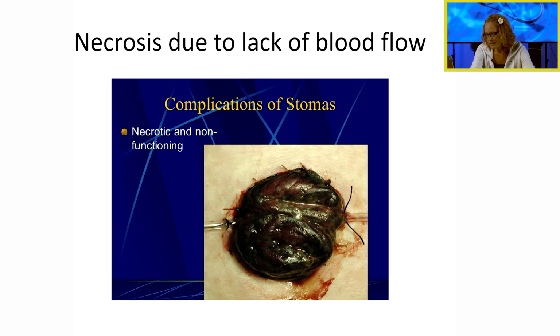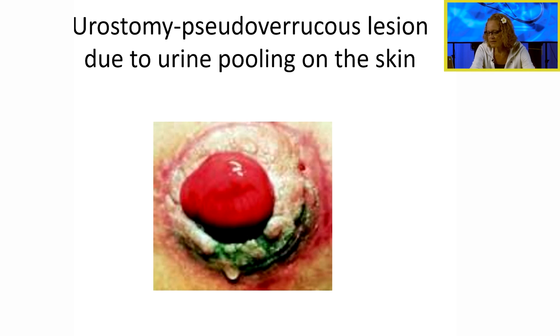Here we see necrosis due to lack of blood flow on a stoma. This is a major complication. This is necrotic. This is not functioning. This is dead tissue. So this is definitely something that needs to be reported immediately. Here we can see, this is actually a urostomy, which is another lecture, but I kind of wanted to show you this because this is what happens in a urostomy where there's urine pooling on the skin. And so these are just some of the complications that can occur. We will talk about urostomies later.